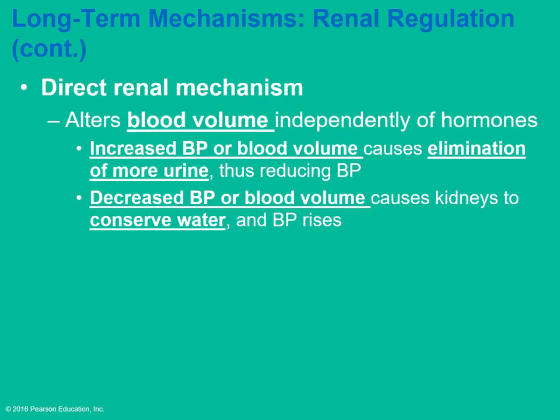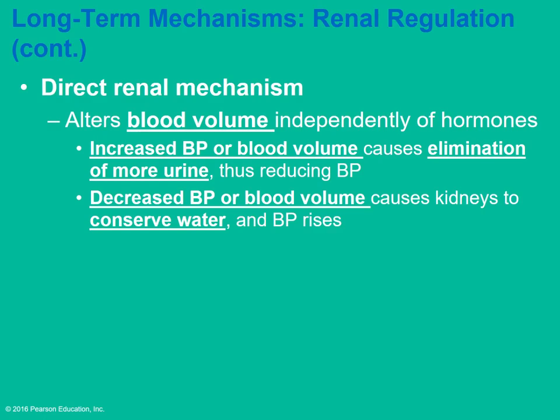The direct renal mechanism can alter the blood volume. It's not involving hormones at all. Basically, how does it affect the blood volume? In the kidneys, you're going to be filtering the blood. So you remove a lot of substances in the first step, which is filtration. And then in the second and third steps, you have reabsorption and secretion. What are you putting back into the blood?